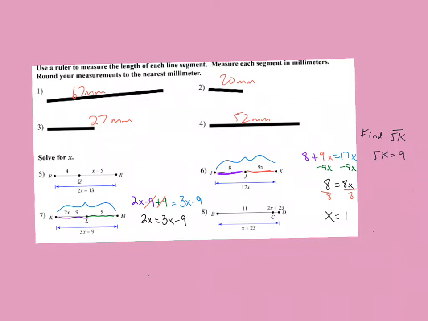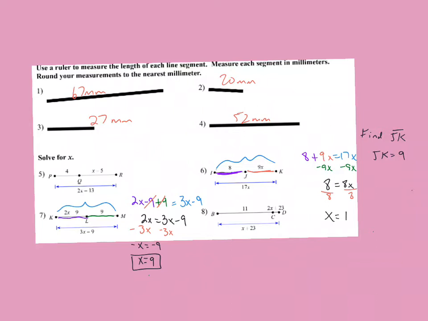A lot of you would like the variable on the left, so even though I probably wouldn't do this, I'm going to subtract 3x from both sides. I get negative x equals negative 9. Now I divide both sides by negative 1. I get x equals positive 9. Done. All right.